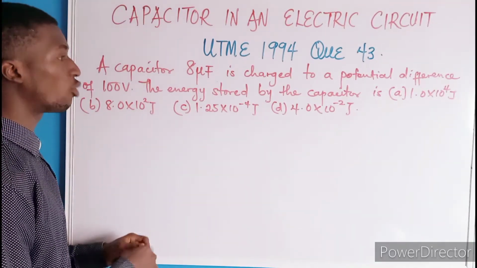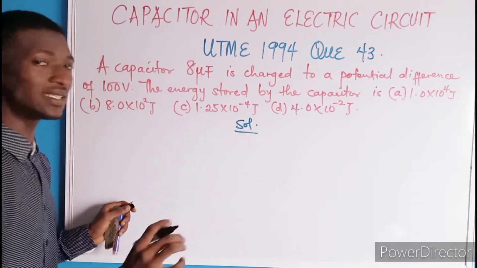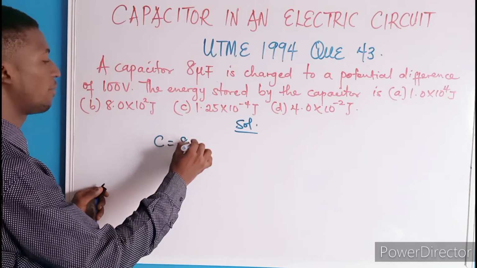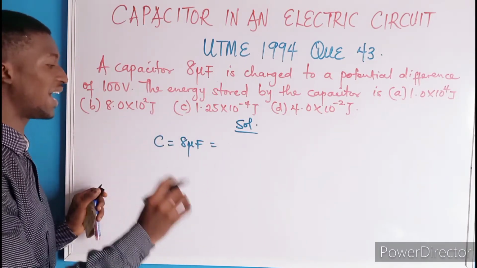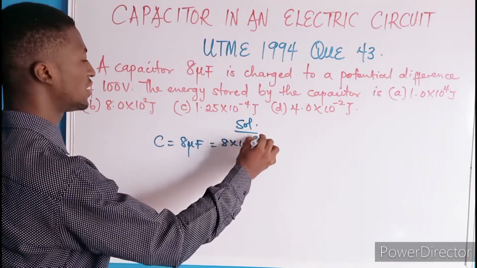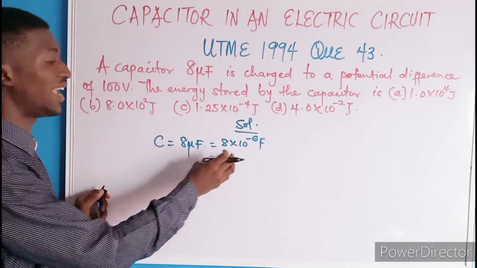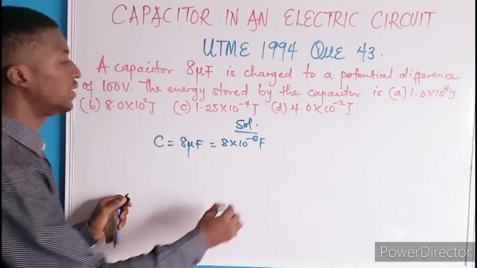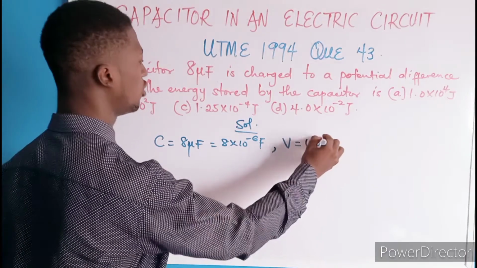When you're given a question, the first thing to do is to bring out the parameters you have been given. The capacitance of this capacitor is 8 microfarad, which, as I've explained, is times 10 to the power minus 6 in farad. So 8 microfarad is expressed as 8 times 10 to the power minus 6 farad. We have also been given the potential difference, V, to be 100.